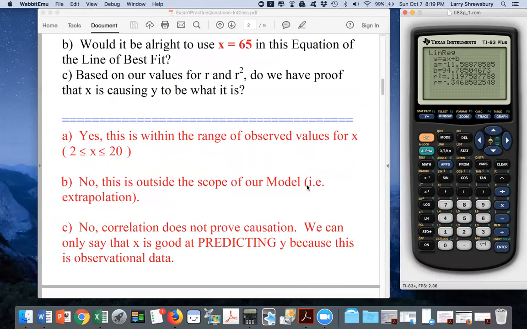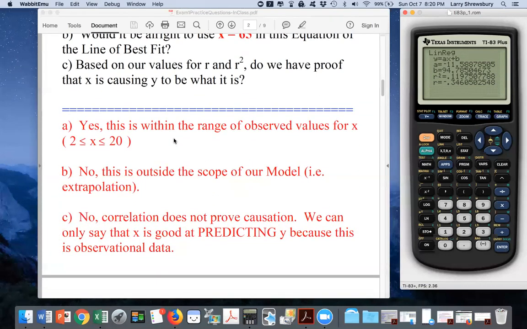Oh, let's go down here. So this is all the things we're talking about there. So we say, no, correlation does not prove causation. At this point, you haven't explained why yet, so you're not done. We can only say that X is good at predicting Y. Don't stop there. You still haven't said why. It isn't until you say because this is observational data.